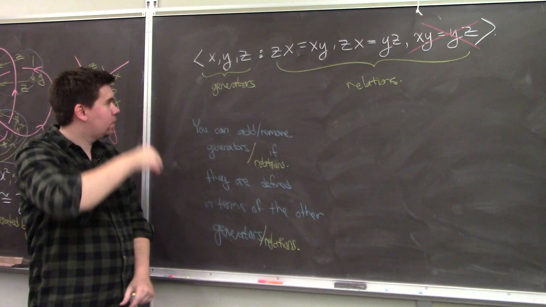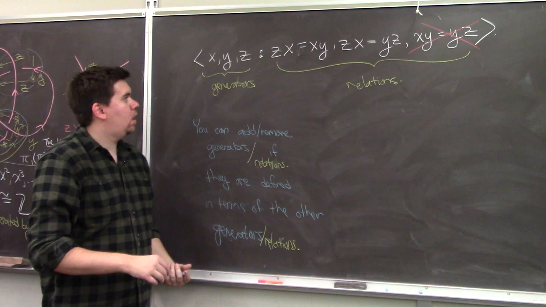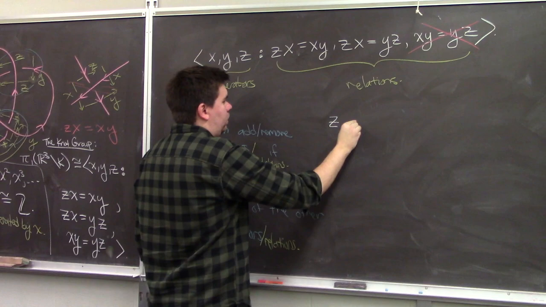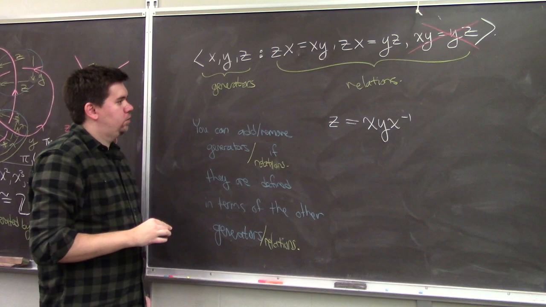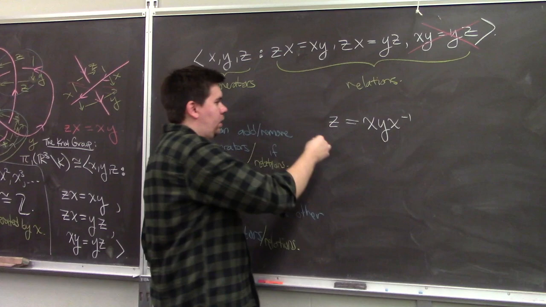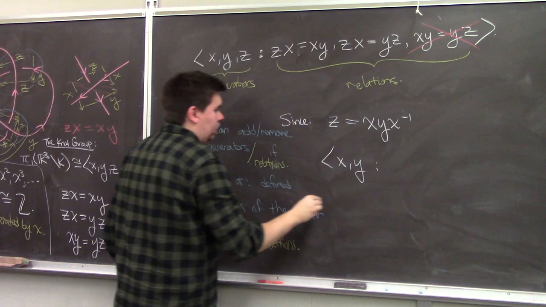Is there anything else that's redundant? Yeah, you could compress it all like that. I like to list it like this, but you could compress it. Notice from this first one, z is the same as, I can move my x over by putting its inverse on the right, as x, y, x inverse. So z is defined in terms of x and y. So I don't need to talk about z, because z is redundant. He's just defined by x and y. So since z is just a relationship between x and y, I can cut out the z, leaving me with just x and y. So I strike that z.